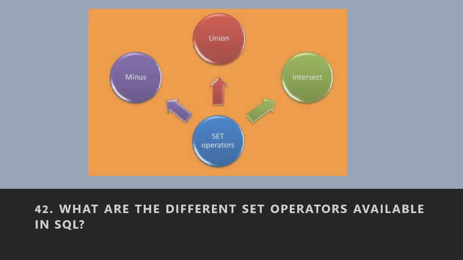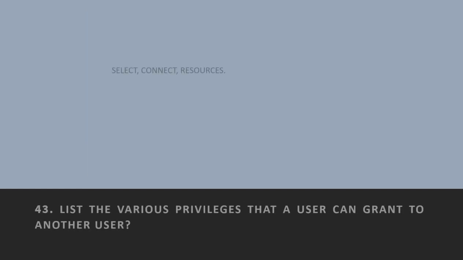What are the different set operators available in SQL? The set operators are minus, union, and intersect. What lists the various privileges that a user can grant to another user? The privileges that a user can grant to other users are select, connect, and resources.